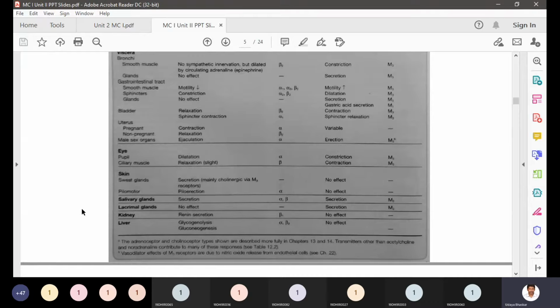So relate the actions with the receptors and the particular division of the autonomic nervous system. Simply correlate the actions of adrenaline in fight and flight mode, and correlate the actions of the cholinergic nervous system when your mind stays calm.